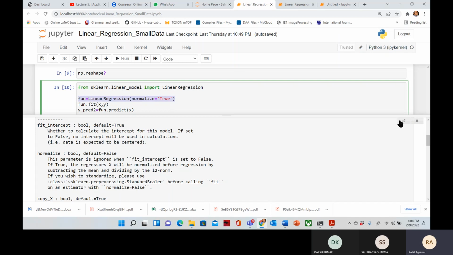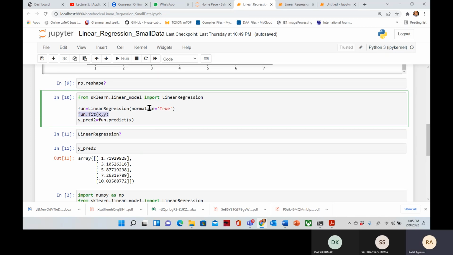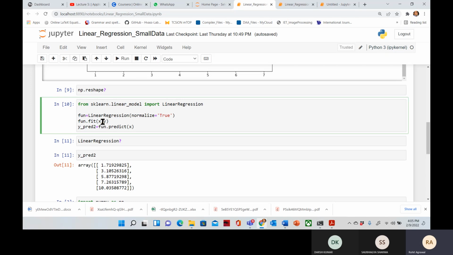Now using this model, we are fitting our data: fun.fit(x, y). Here x and y are our data. Clear? Now this function fun has fitted our data. Now we can use fun to predict the y value for some x values. Clear?